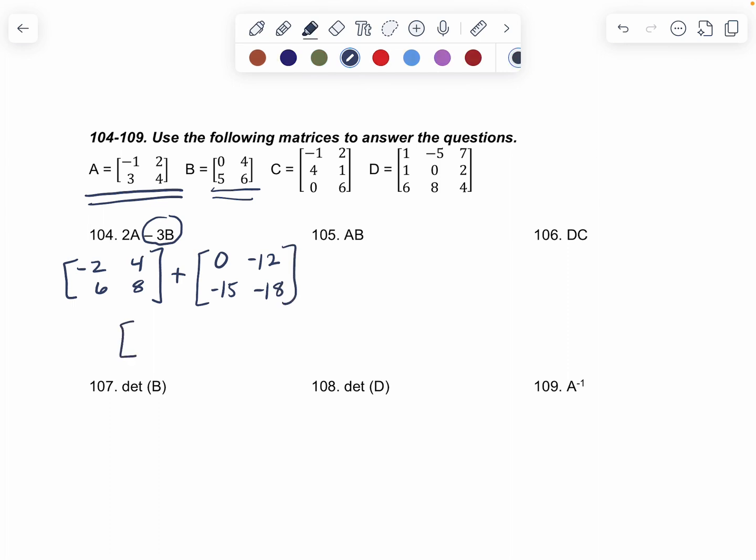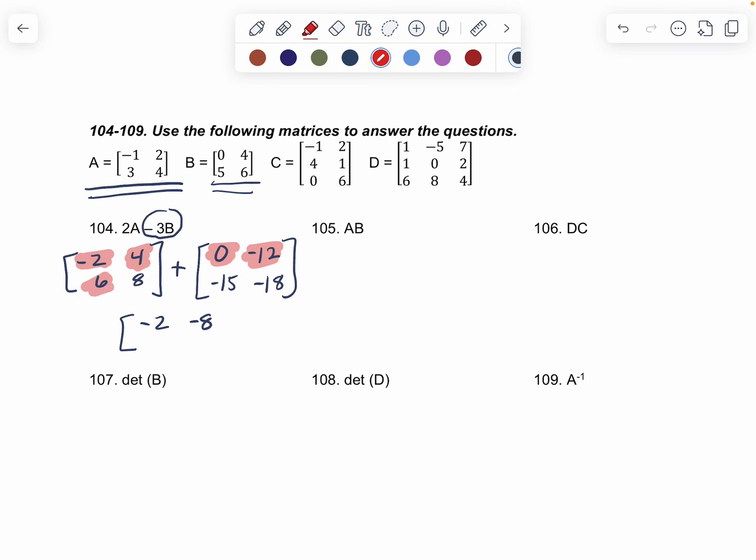Remember, you just want to add corresponding parts. So you're going to get -2 plus 0, which gives you -2. Then you're going to have 4 plus -12, which gives you -8. Then 6 plus -15, which gives you -9. And last but not least, 8 plus -18, which gives you -10. So there's the answer for number 104.